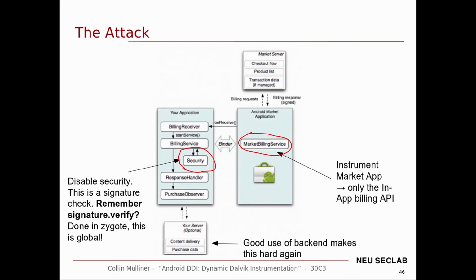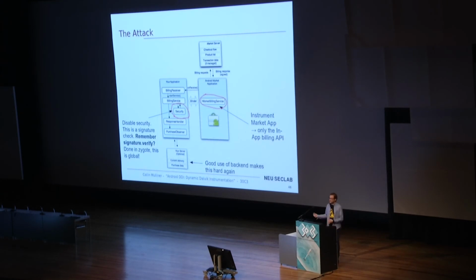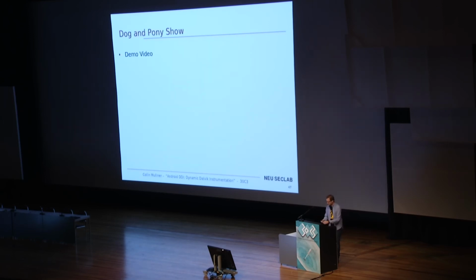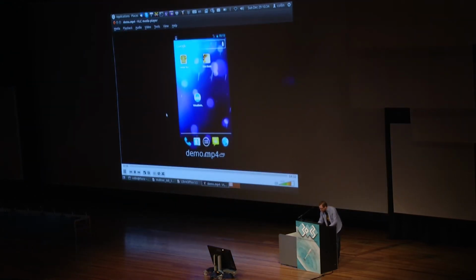Of course, we can just override that, and then the signature part is gone. And then we just have to instrument some API here, which is basically only one call. So instrument this one call in this application, or in the market application, and bing, you get free stuff. And everybody likes a good demo, but I only have a video.